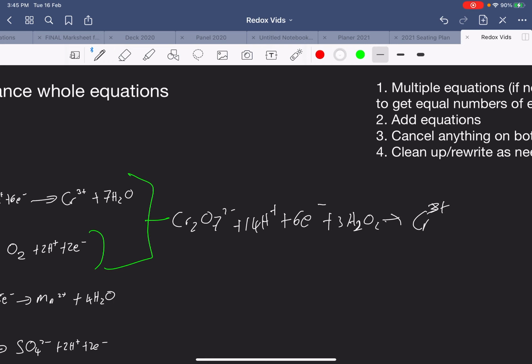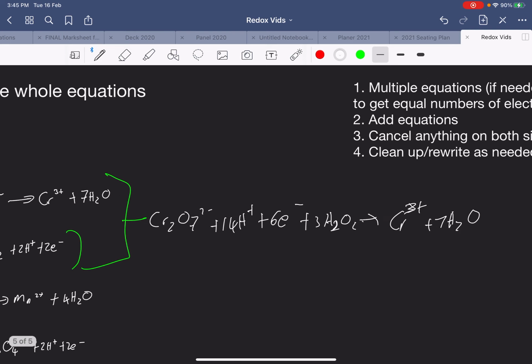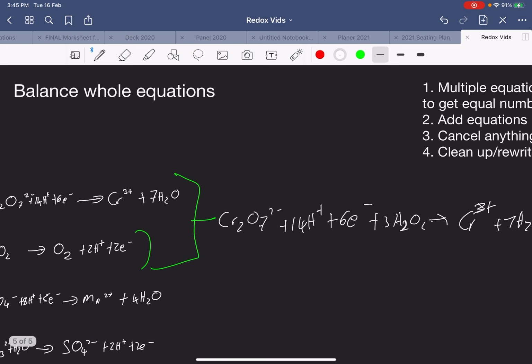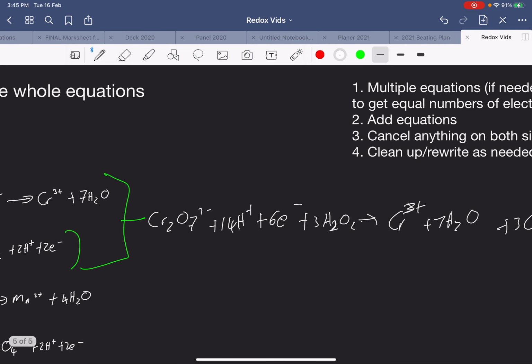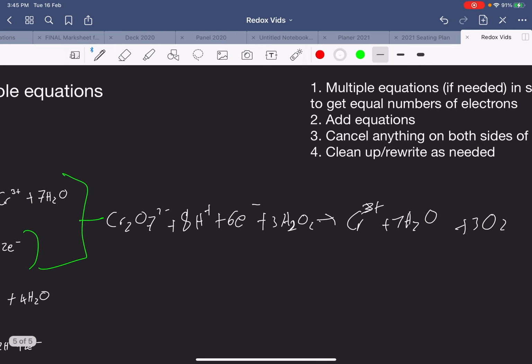I'm going to have 7 H2Os. I'm going to have 3 times O2. And I'm going to have 3 times 2H plus. Okay, now I've got to go through and cancel out anything that's on both sides. So by the magic of deletion, I'm going to delete it. But in your exam, you're going to have to cross it and add it in yourself.